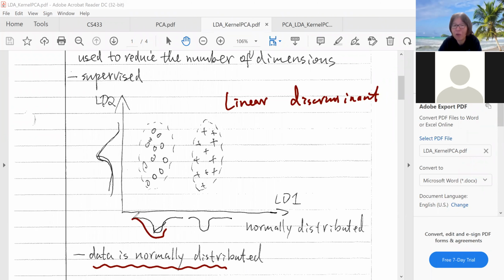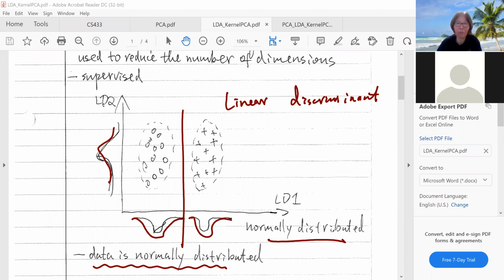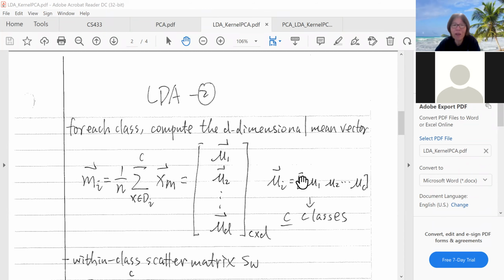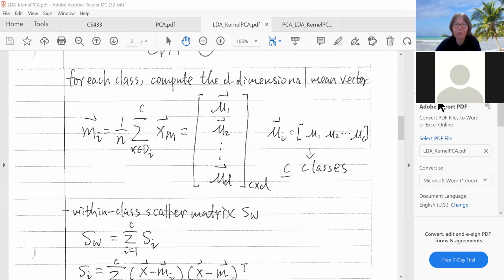But there is a precondition: the data is normally distributed. Okay, so it's going to be a normal distribution for each class of data. That's going to apply. And because over here, it involves within-class and cross-class scatter matrices, it involves the classes.